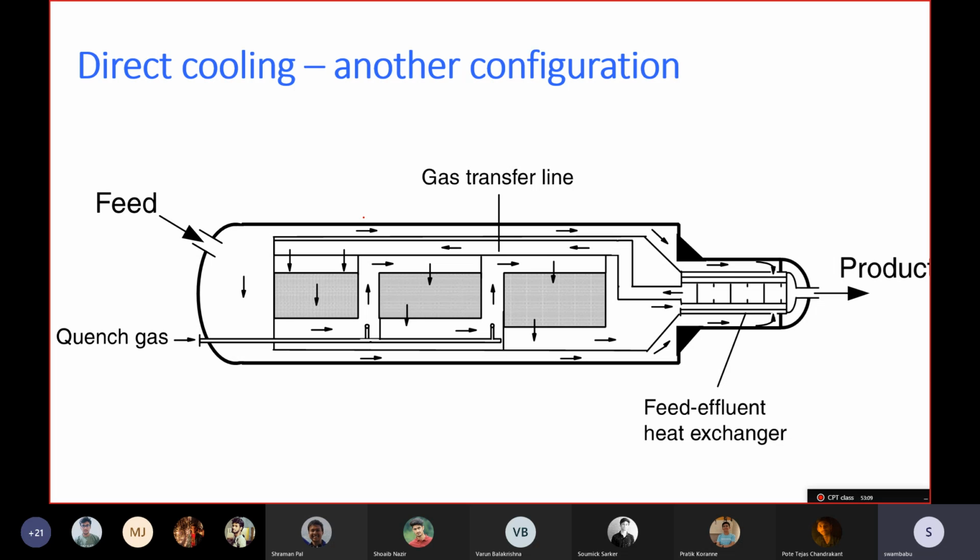Previously I have shown one, and there is another possible mechanism here. This is bed 1, bed 2, bed 3, and here we have a small pipeline going through this. They spray this cold quench reactant through it for the intermediate cooling.